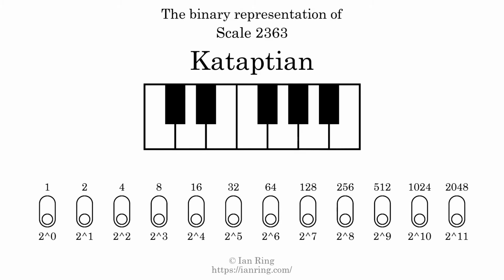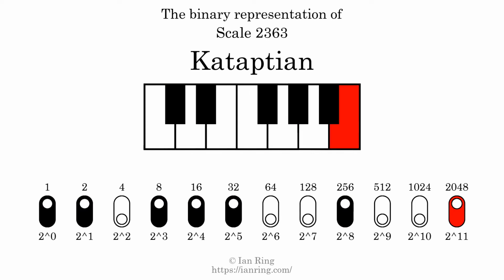The binary representation of this scale is determined by mapping tones of the scale to binary digits. Each binary digit represents a power of 2. To get the scale number, we add the powers of 2 together.